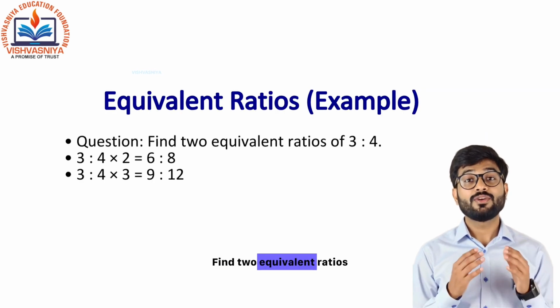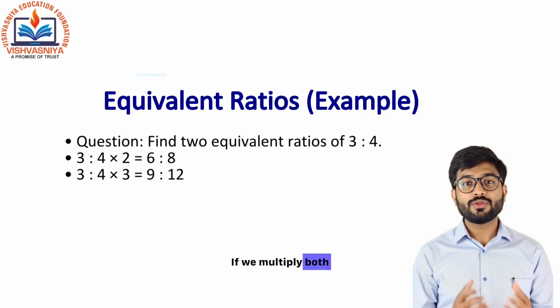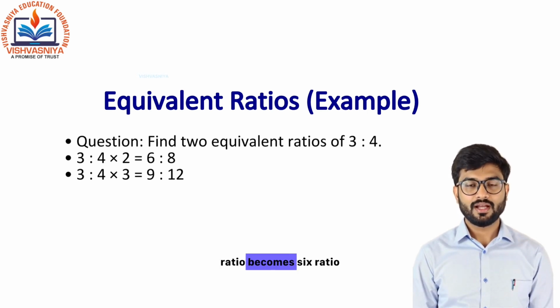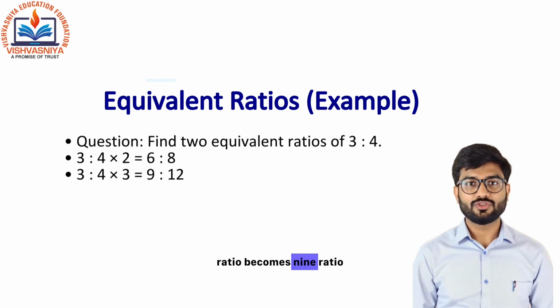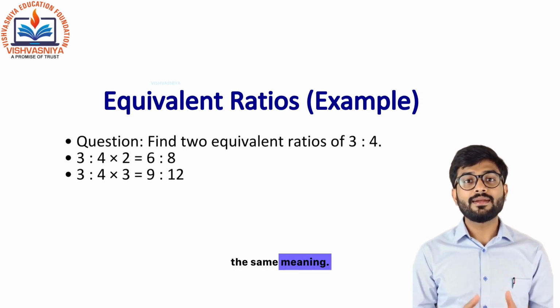Find two equivalent ratios of 3:4. If we multiply both terms by 2, the ratio becomes 6:8. If we multiply both terms by 3, the ratio becomes 9:12. All these ratios carry the same meaning.